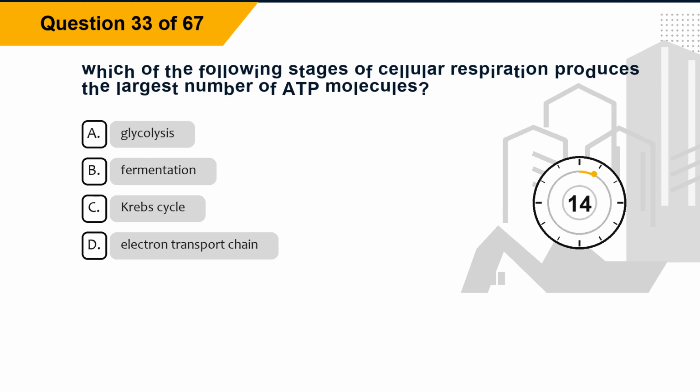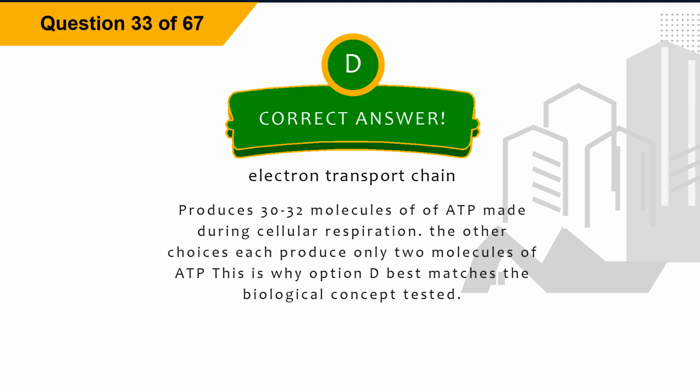Question 33. Which of the following stages of cellular respiration produces the largest number of ADP molecules? Option A, glycolysis. Option B, fermentation. Option C, Krebs cycle. Option D, electron transport chain. The correct answer is option D, electron transport chain.